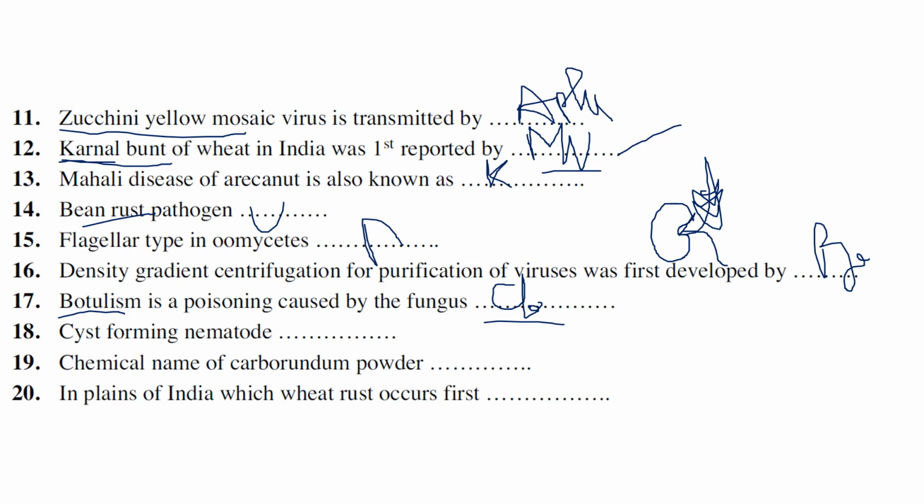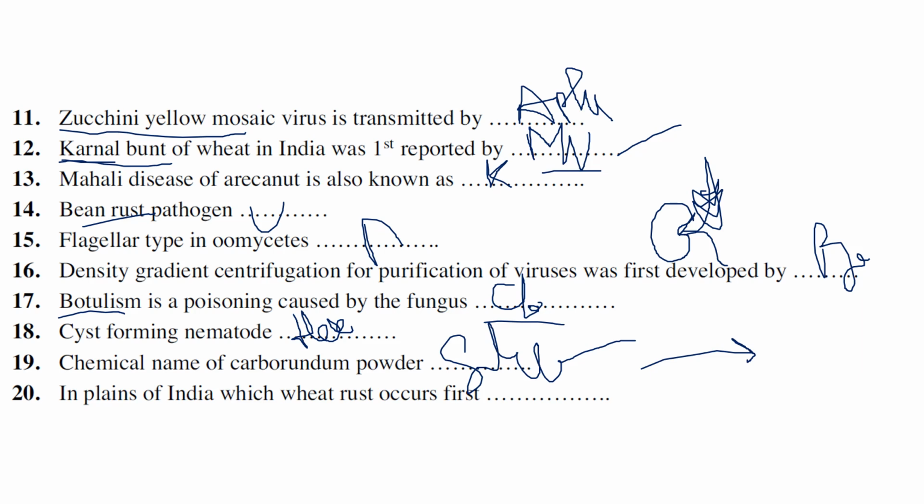Cyst forming nematode: there is a genus called Heterodera, and Heterodera is a cyst forming nematode. One more is the root knot nematode, which is also a cyst forming nematode. Next, the chemical name of carborundum powder. They will ask for the chemical name. The chemical name of carborundum powder is silicon carbide, which is especially used in the local lesion assay.